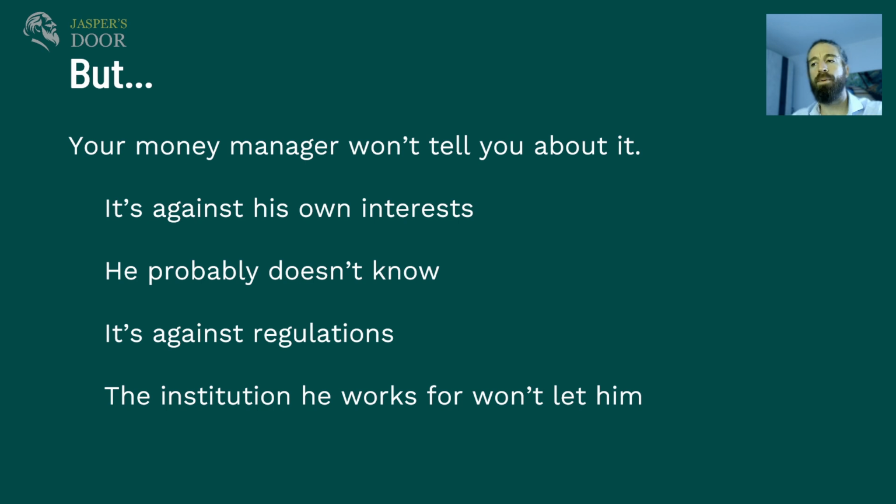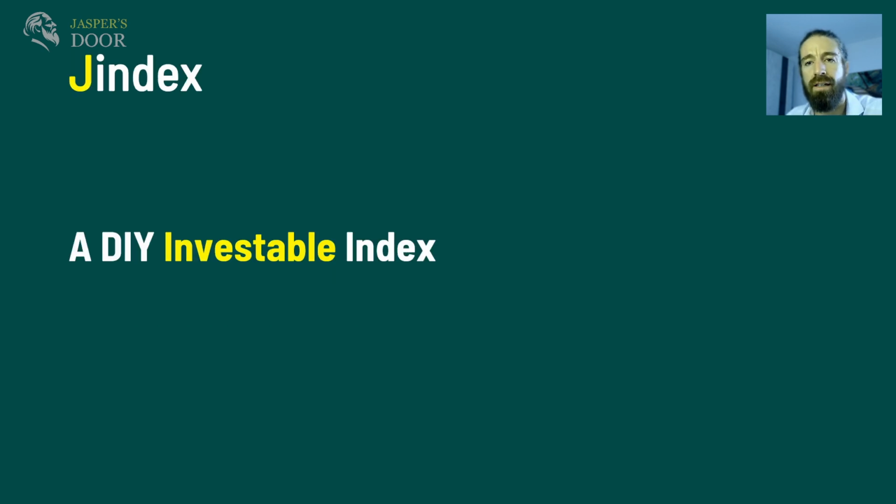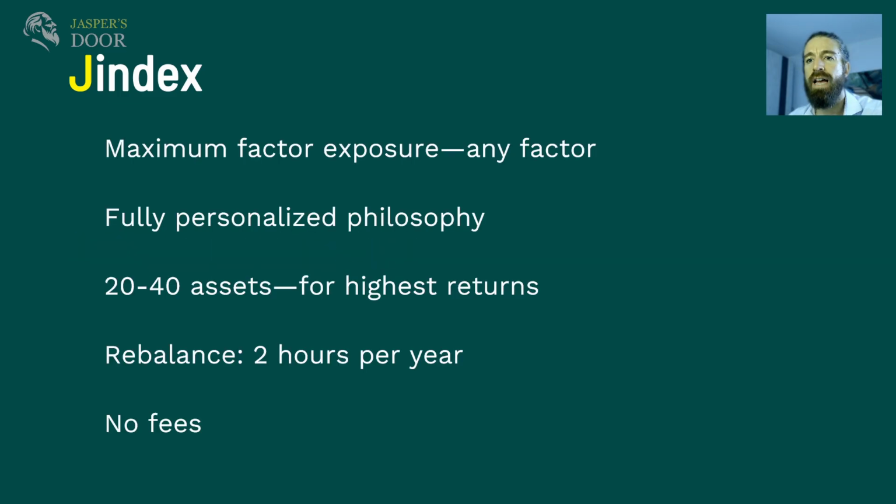And the solution I propose for this is build your own thing, do your own investable index. We're going to call it a Jindex. That's how we refer to this concept. And it gives you the maximum exposure to any factor you decide. You build it around your philosophy. You can actually build two. If you like small caps and also like to invest in momentum, and you're not happy with how those two factors interact with each other.